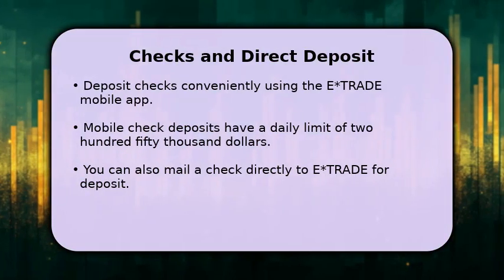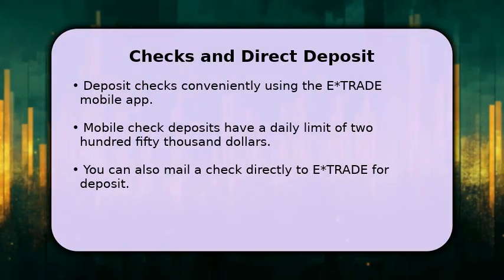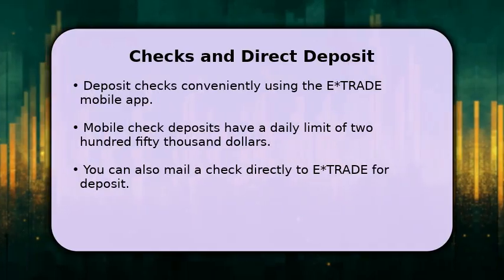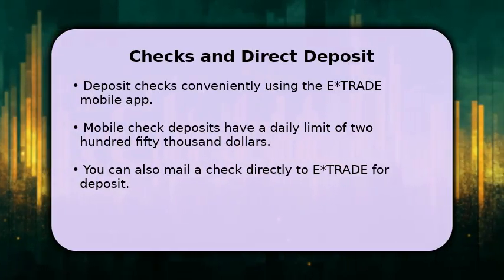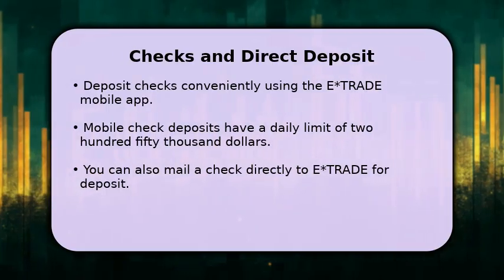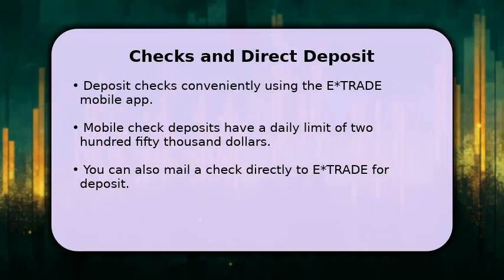You can also fund your account by depositing a check. The Etrade mobile app allows for easy mobile check deposits, with a generous daily limit of $250,000. Remember to endorse your check properly. Alternatively, you can mail a check to Etrade.